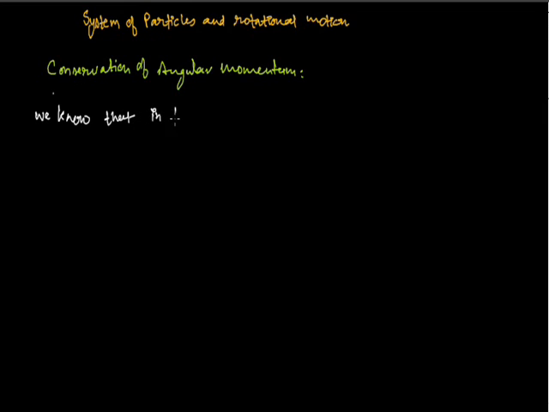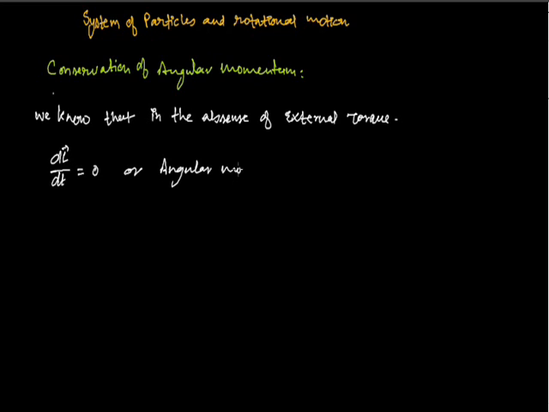that in the absence of external torque, dL by dt is equal to 0, or angular momentum is conserved. Its analogy can be taken from translatory motion, where in the absence of external force the linear momentum is conserved. So in this case, the term I omega, expressed as angular momentum, will be conserved.